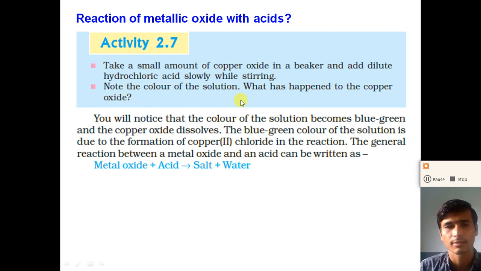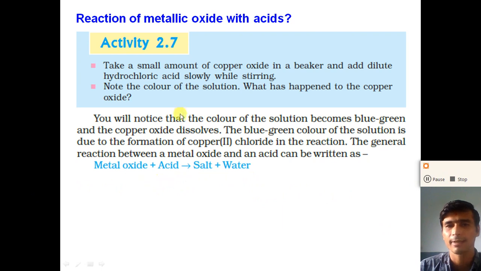Here the color of the solution becomes blue green and the copper oxide dissolves, right? The blue green color of the solution is due to the formation of copper chloride in the reaction. So when the metal oxide reacts with the acid, it produces the salt and the water. Here the color of the copper oxide is black, and when it reacts with the acid, the color becomes blue green due to the reaction with the acid. So when the metal oxide reacts with the acid, it produces the salt and the water.